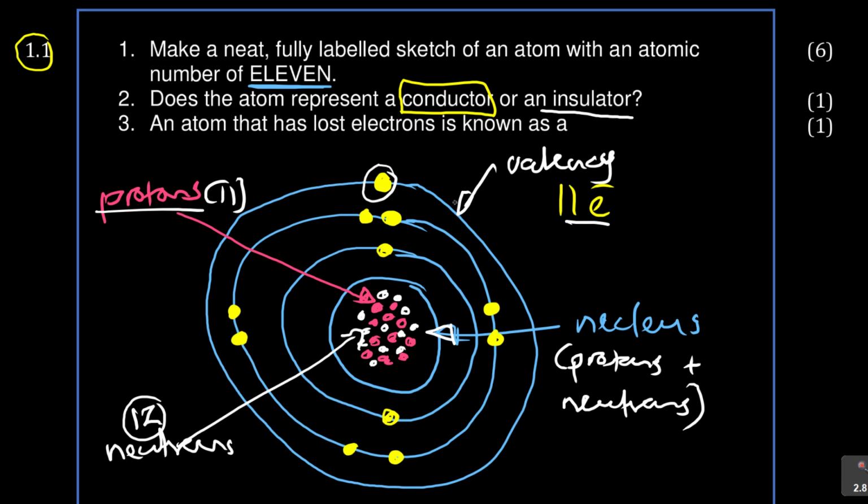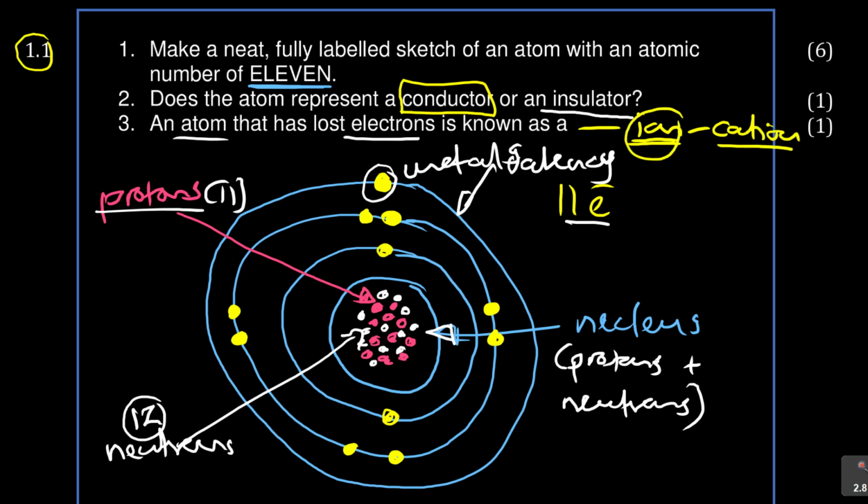So if the last shell has got 1 or 2, these are metals, and metals, you know, they are conductors of electricity. It says an atom that has lost electrons is known as a what? An atom that loses electrons is known as an ion. So that's an ion, right? It depends, actually the right word is a cation. Even if you say ion is fine, but to say cation, you are very specific. So that is the first question.